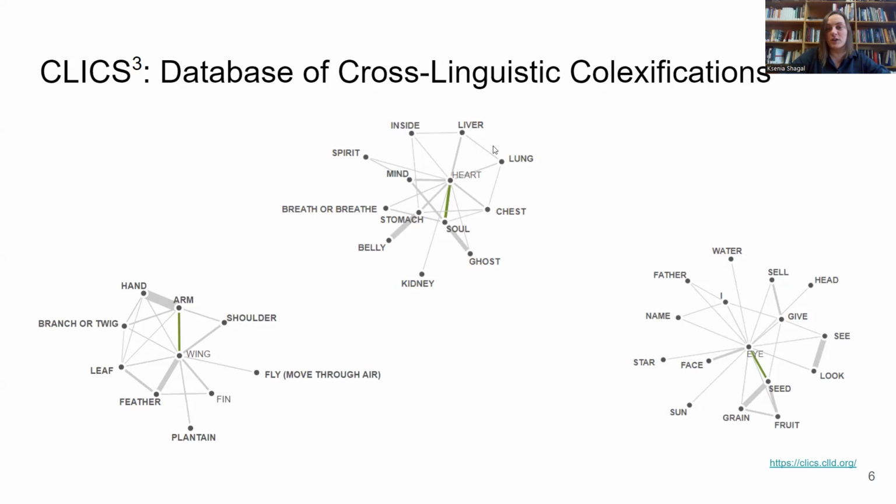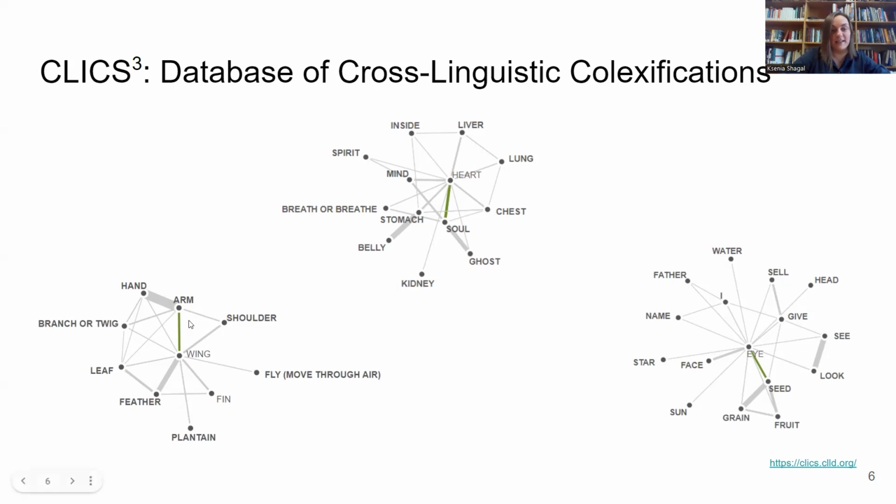So for instance, they are usually built around some meaning. This is a subgraph for heart, for instance. This is for arm, I think, and this is for eye. But the idea is that the thicker the line is, the more common the colexification is.